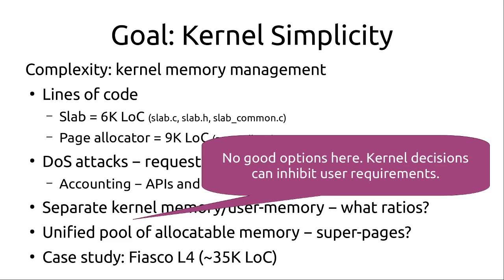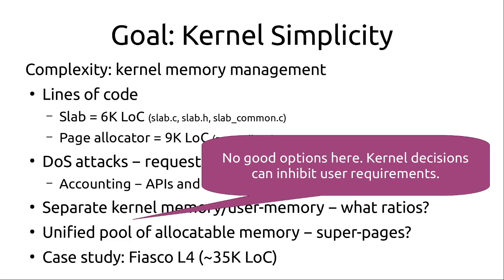Instead, we would like to allow user level to define its own system and therefore its own requirements. And Fiasco is a system that has kernel level memory management, and it does all of these things that we've talked about, and it's about 35,000 lines of code. So compared again to the Composite 7,000 lines of code, with lines of code as an imperfect indicator of complexity, you can start to see the orders of magnitude playing out.